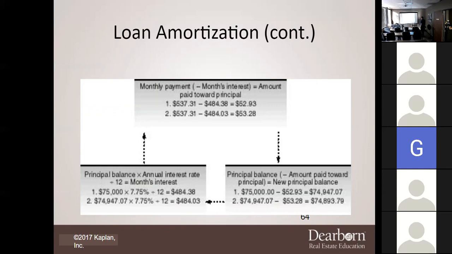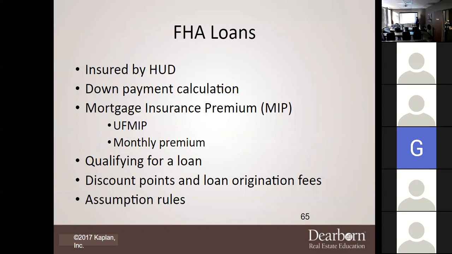Now, FHA loans. The only loans that are not governmentally backed are conventional. So when you take your test and it asks what the only loans are that are not governmentally backed, Mr. Eugene, what are you going to say? Conventional. Conventional is the only one. Everything else is federally backed: FHA, VA, USDA, all of them.